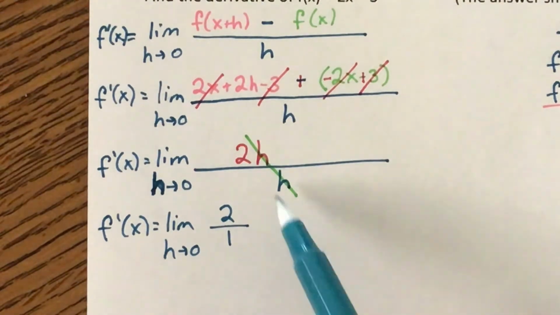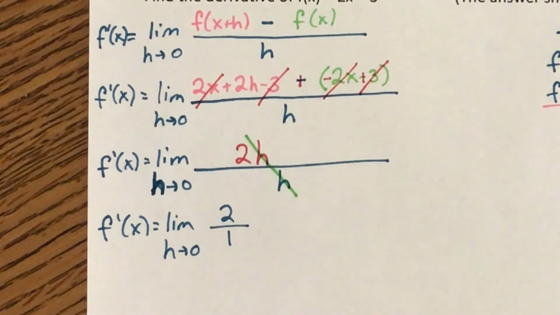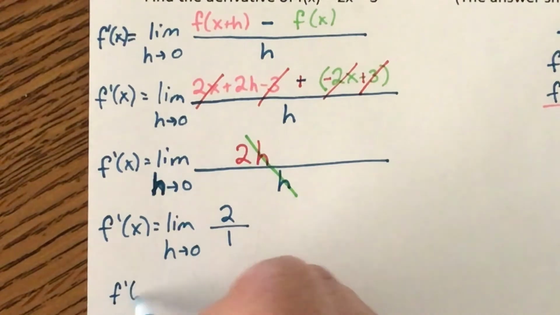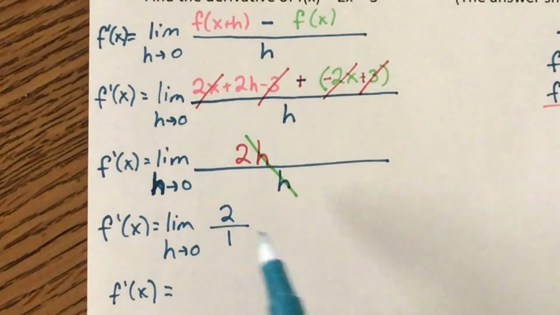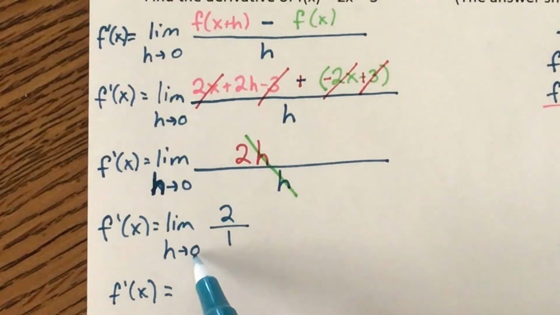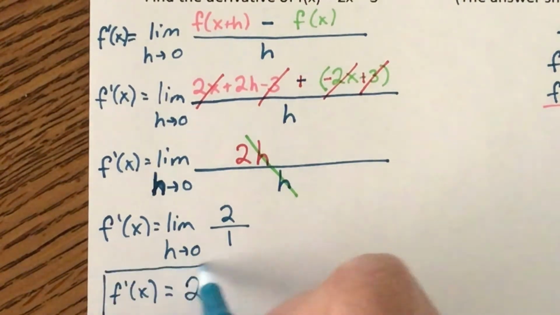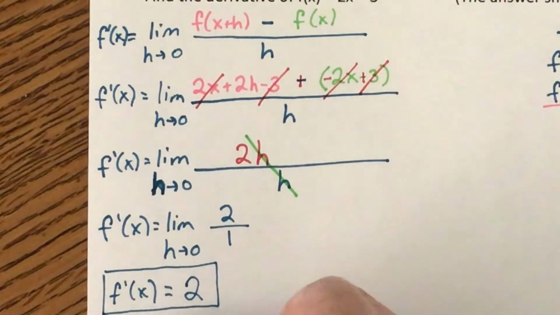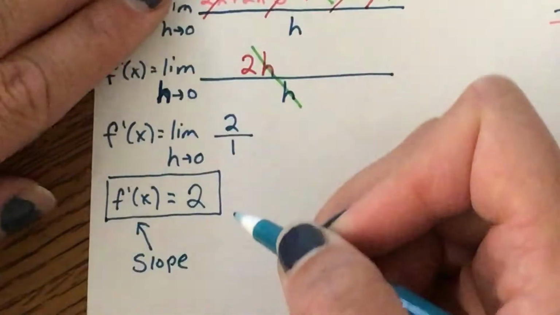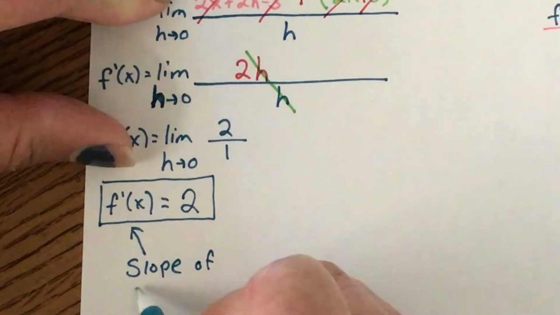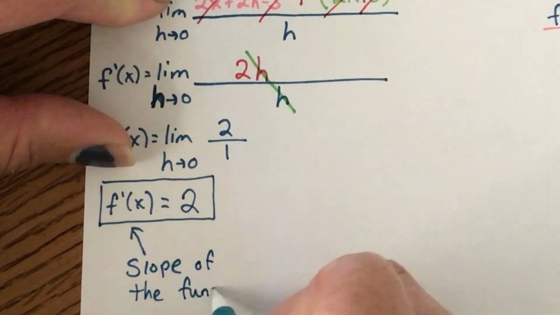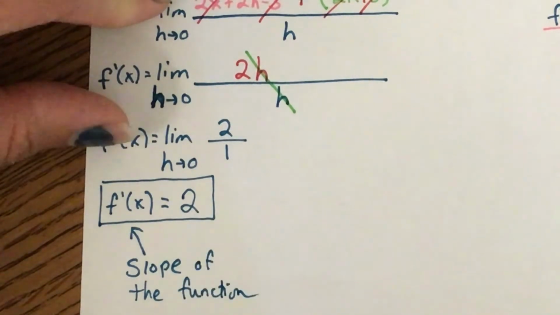So 2 on top, and then that was a 1h in the denominator. So f prime of x equals, let's take the limit of 2 over 1 as h approaches 0. So everywhere there's an h, plug in a 0. Oh, there's no h's anymore. So this just equals 2. So f prime of x, which means the slope of the function, is 2.